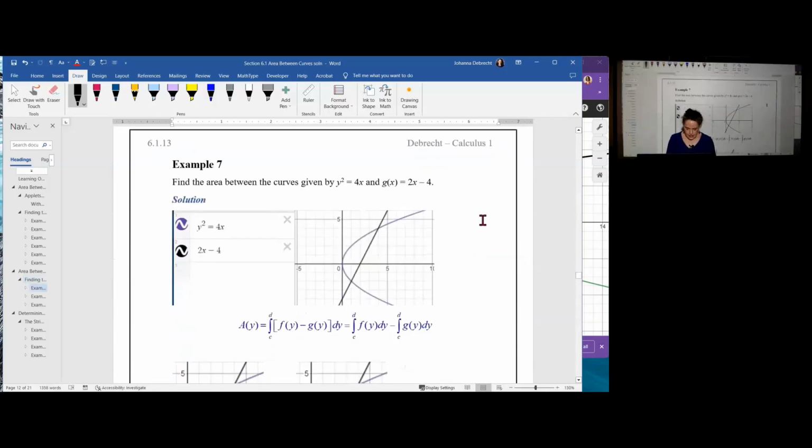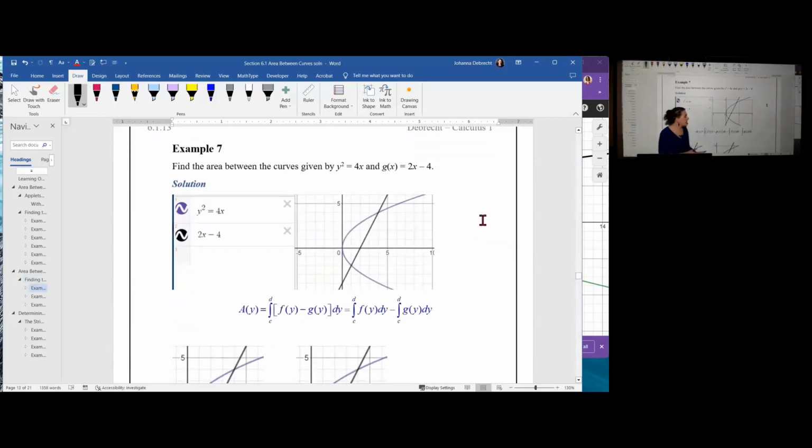Let's take a look at an example here. In example 7, we want to find the area between the curves given by y squared equals 4x and y equals 2x minus 4. This one is not yet solved for x, and this one is also not solved for x. When we look at this region, notice that if we were to do it vertically with respect to x, we would have to split it here where they intersect, because on the left side of that point, we have the parabola both above and below.